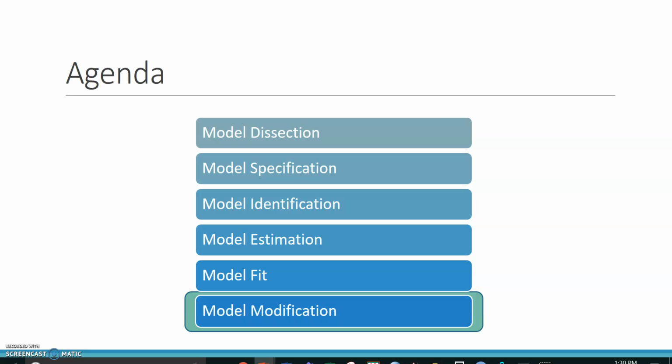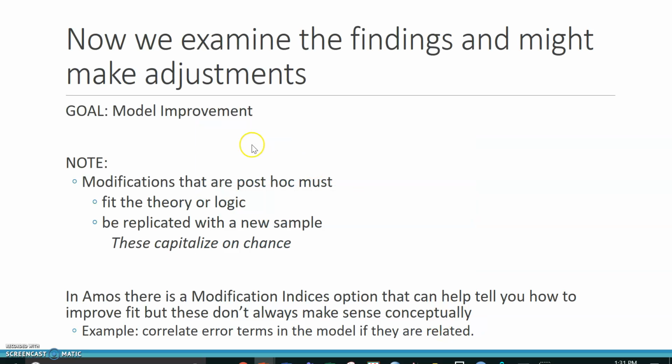Last up is model modification. So we have specified a model, we drew a model, we made sure it was identified, that it would run, we estimated it with maximum likelihood, and we have looked at the model fit. We're going to start looking at all of the different things that fit and how things work within the model, and then we can do model modification if we want to. So the goal here would be to improve the model. These are all done post hoc.